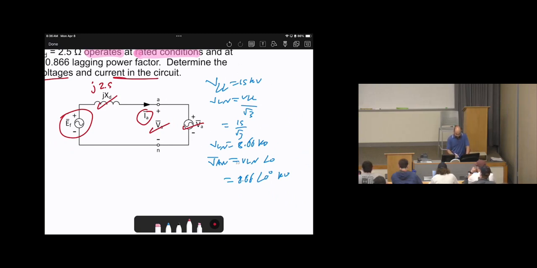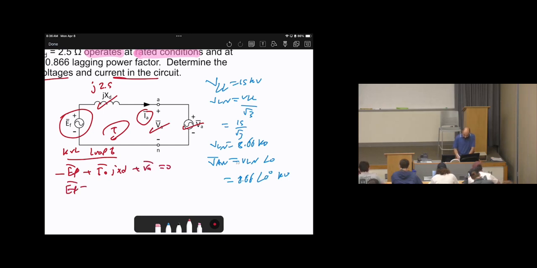Someone can say, let's do KVL. If we do KVL, start from the left bottom corner, travel clockwise: EF plus IA jXD plus VA equals 0. Therefore, EF will be IA jXD plus VA. Now, do we know jXD? Yes. Do we know VA? Yes. Do we know IA? No. Do we know EF? No. We have two unknowns.